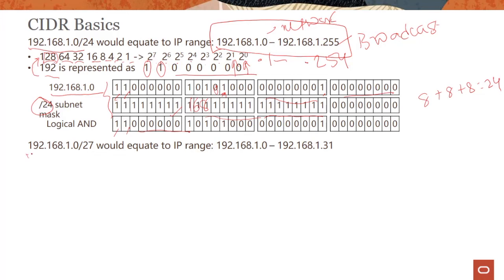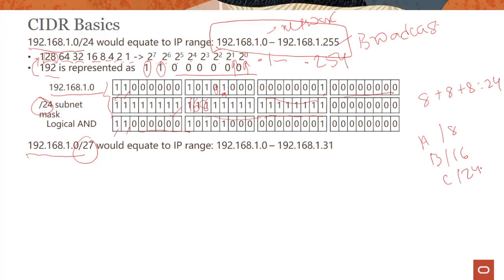Now, if I take the same network as before, but now say that I have a /27 subnet mask. So is it class A? Not really, because class A is prefix 8. Class B is prefix 16, and class C is prefix 24.